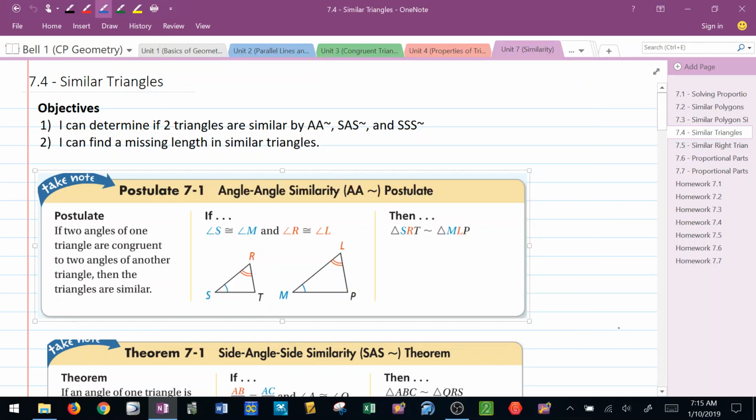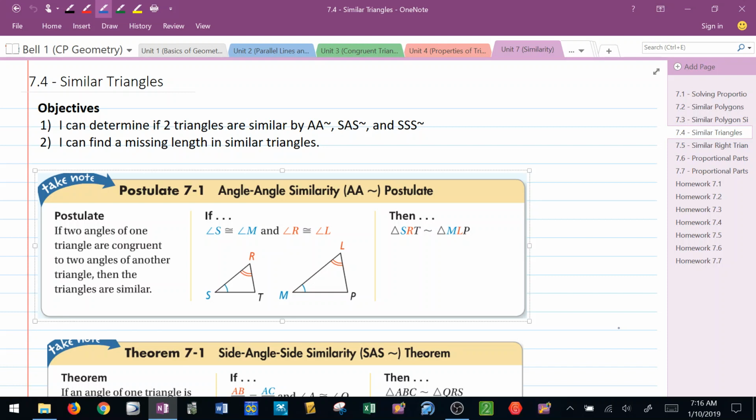All right, this lesson is about similar triangles. Now remember, we already know that similar triangles means we have two triangles in which all the corresponding angles are equal. Again, if the triangles are similar, the corresponding angles are equal and the corresponding sides are proportional. Now, what if we're asked to prove whether or not two triangles were similar?